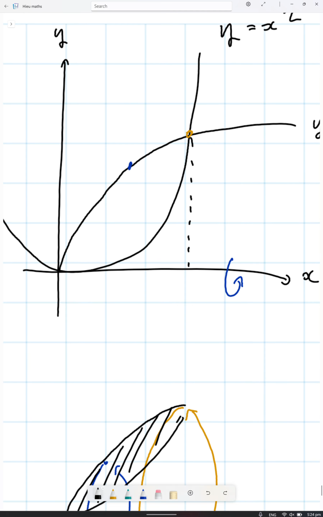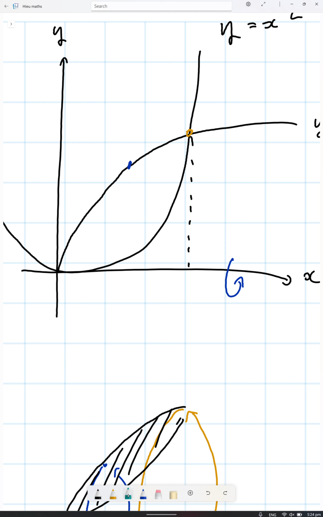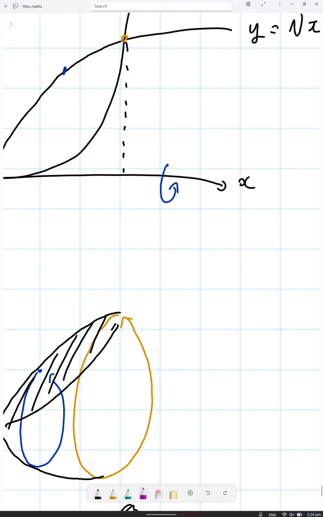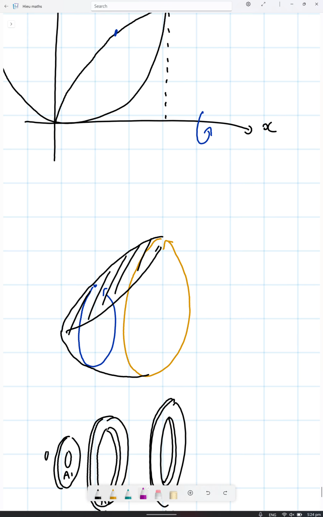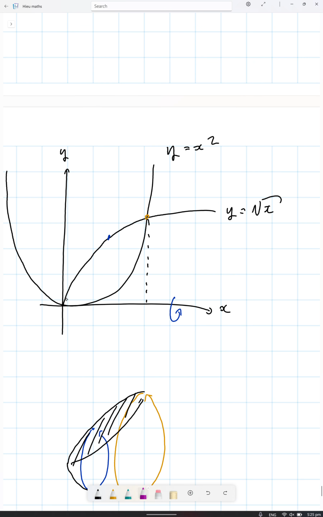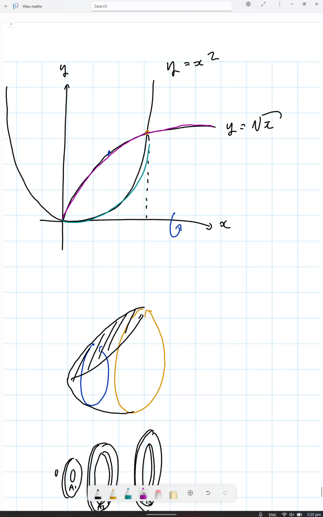So how do we find R1 and R2? Well, let's first define which one is R2 and which one is R1. We can see that y equals the square root of x stays on top of y equals x squared the whole time. Therefore, this is going to be the outer edge, and this is going to be the inner edge. So we color code that again. This is our outer edge. This is our inner edge.